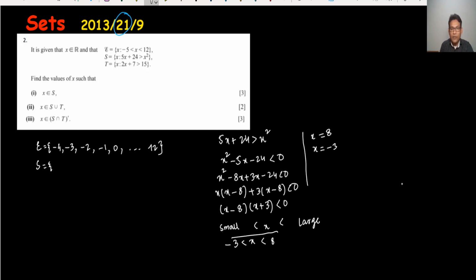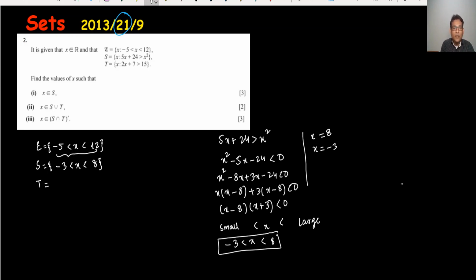So this is set S, and you can write it this way or that way, there is no problem. When we need minus 5 to 12, this is coming minus 3 to 8, and be careful, this should be within the universal set. I mean, this cannot be more than the universal set. It should be within the boundary of the universal set.